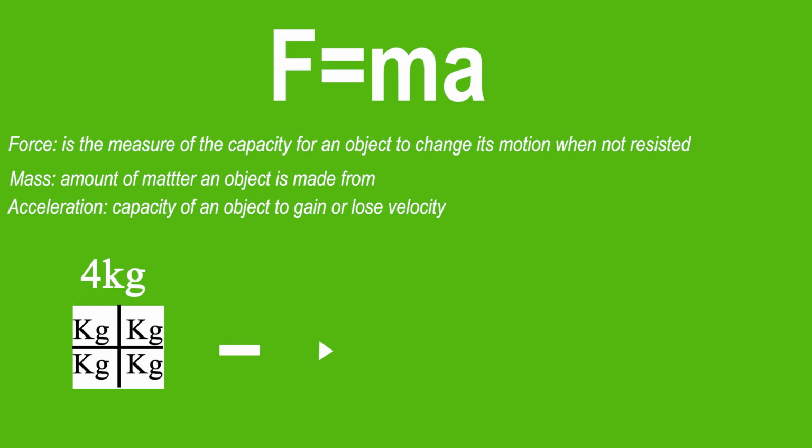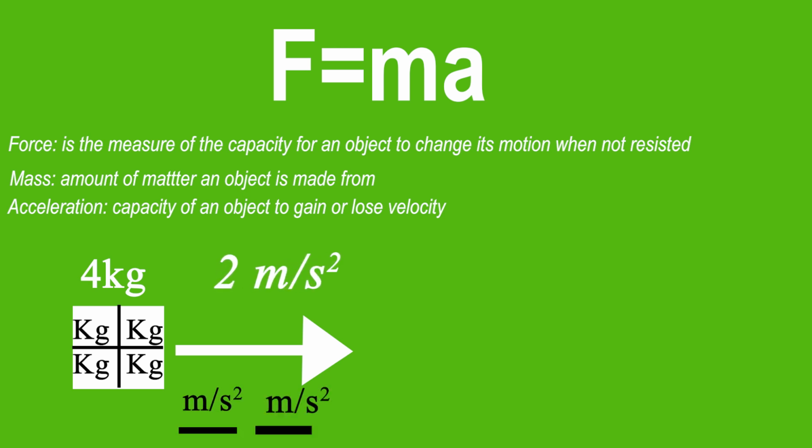Now let's decide this object's acceleration. Now we have the same problem with units for acceleration as well. We need to confirm what units we're using. In this case we'll use meters per second squared. Let's say this object is accelerating at 2 meters per second squared, made of the units meters per second squared. Now a force is a measure of the capacity for an object to change its motion when not resisted.